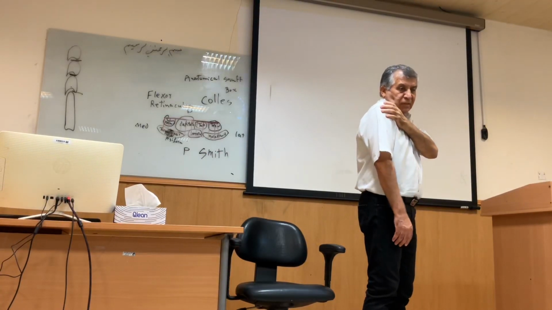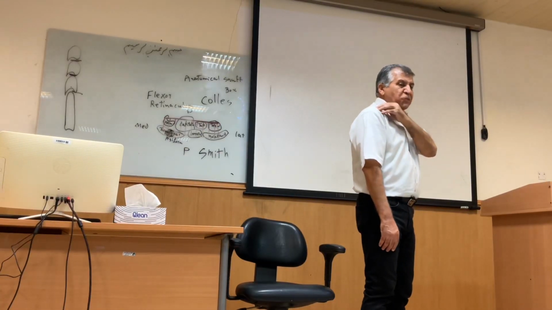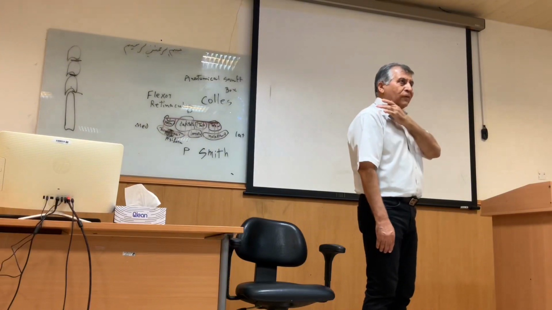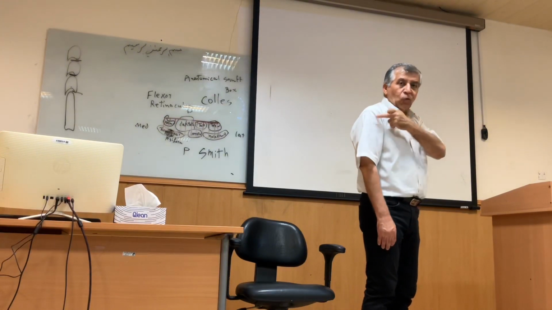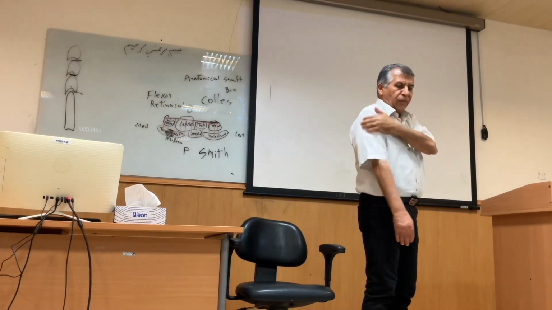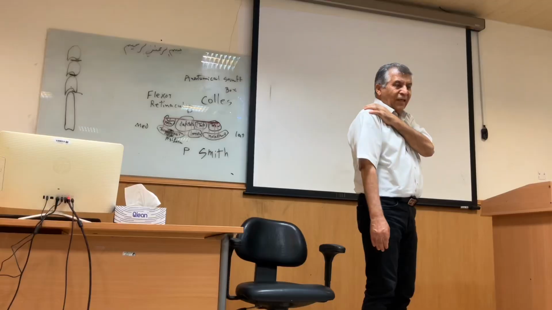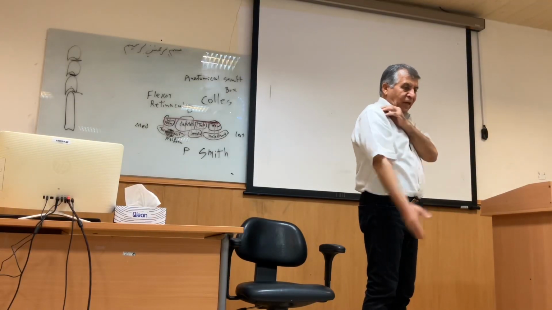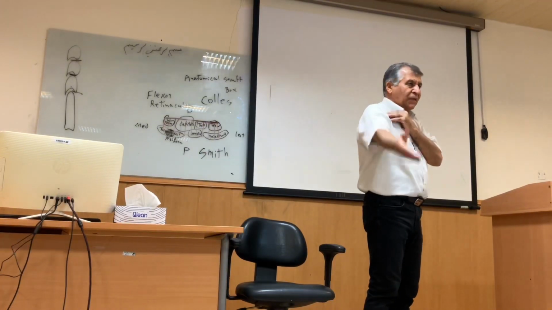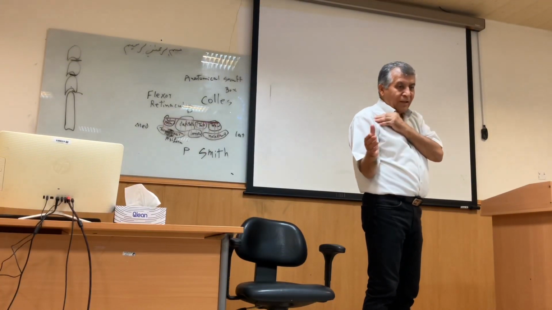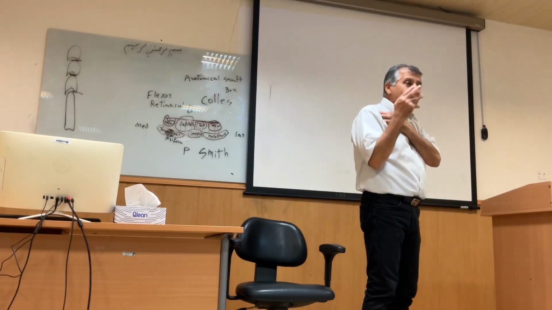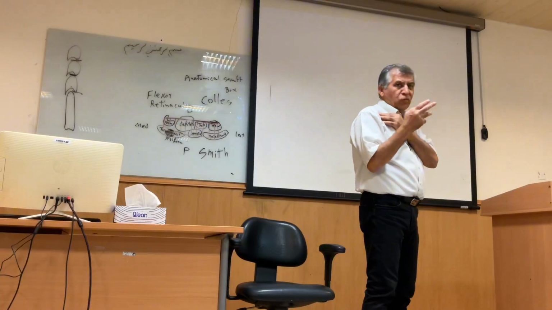The head of the humerus articulates with the scapula. Which part of the scapula? The glenoid cavity. This joint is called the glenohumeral joint. Type: ball and socket. Ball and socket has flexion and extension in the sagittal plane, abduction and adduction in the coronal plane, and lateral and medial rotation in the horizontal plane. It has three planes of movement.